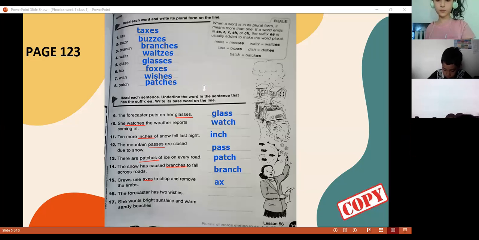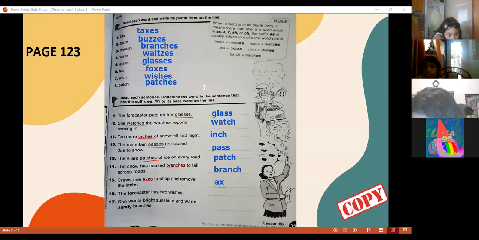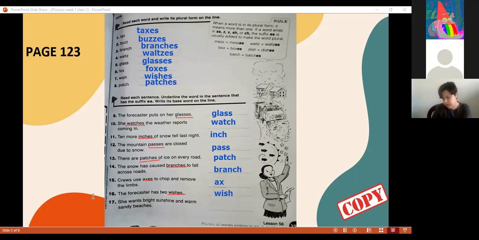The cloister has two wishes. Wishes, okay. And the singular is wish. Excellent. And number 17, Gabriela. She wants bright sunshine and warm sandy beaches. Beaches, okay, excellent. And the singular is beach. Perfect.